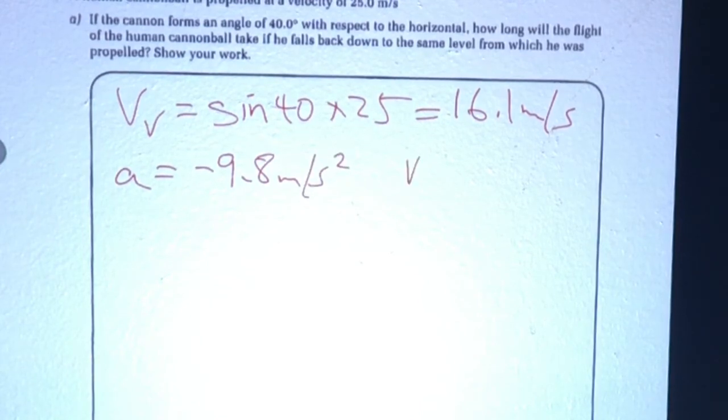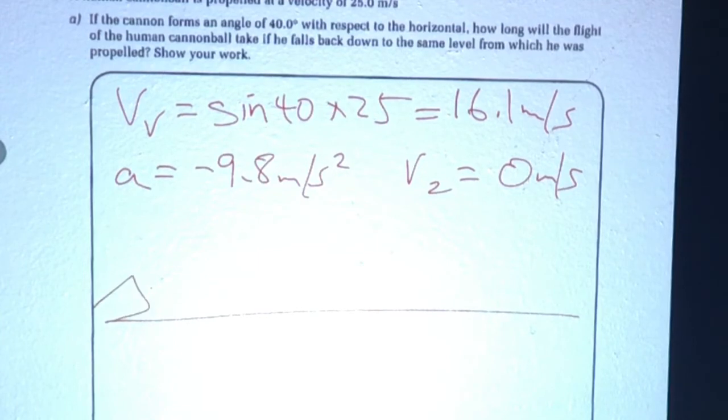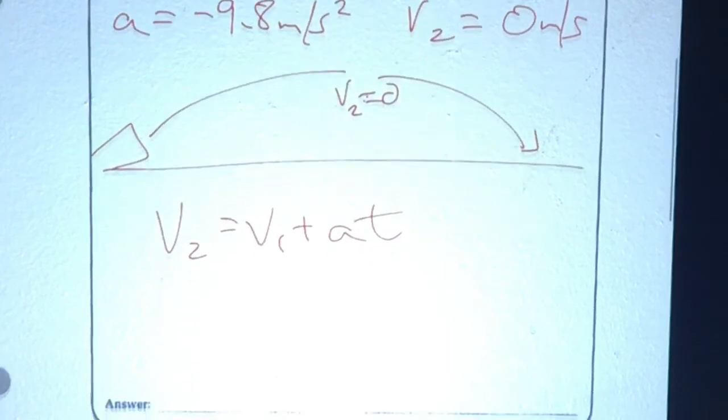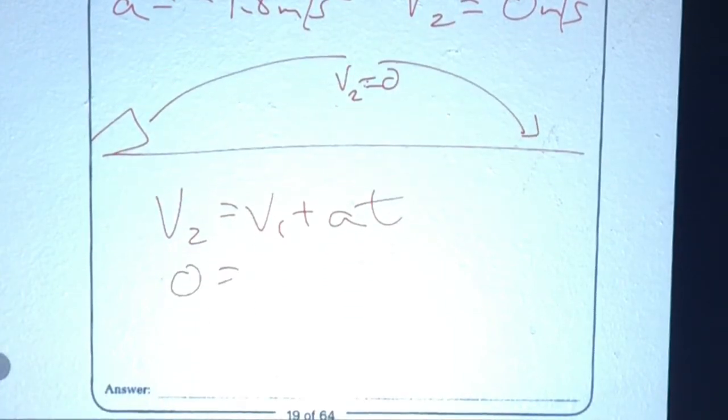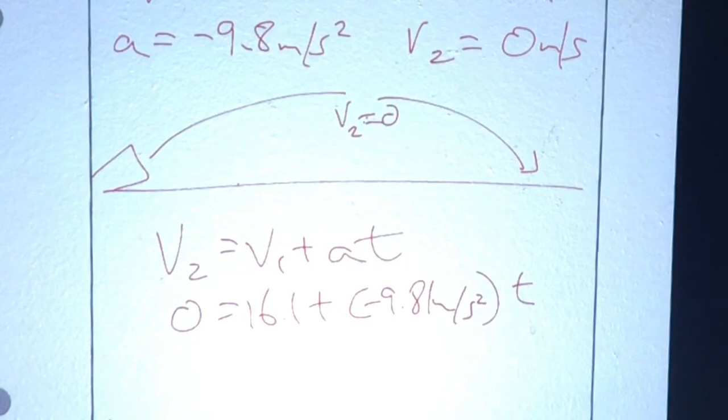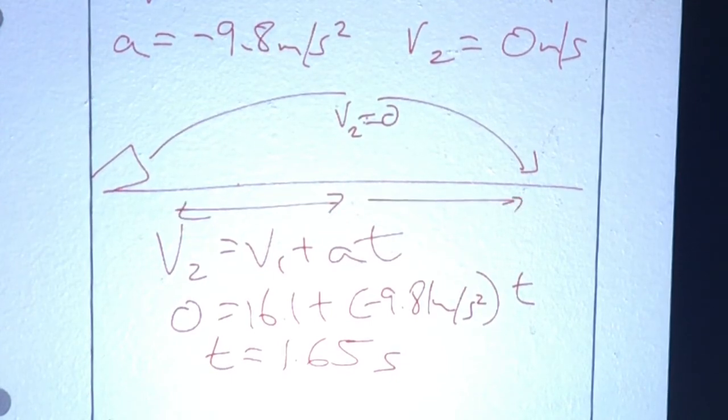And we know that the final velocity, v2, is equal to 0 meters per second because it is going up and back down. We know the top here, v2 is equal to 0. So it has to be that way. Then we can use our equations. We know that v2 is equal to v1 plus at, which means 0 is equal to 16.1 plus negative 9.81 meters per second squared times t, and we get t is equal to 1.65 seconds. Now remember, that's only halfway, so we need to double it, times 2, and we get 3.3 seconds for the entire flight, or I rounded off somewhere in there.